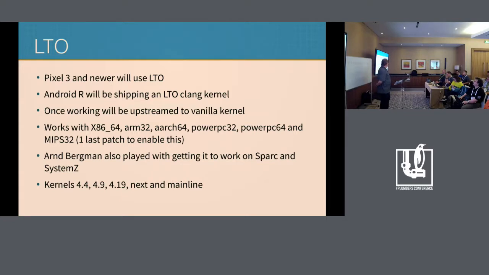Internally, they now have x86-64, ARM32, AArch64, PowerPC32 and 64. And last time I talked to Nick, they had just got MIPS32 working. So that's pretty interesting to be able to have an LTO kernel across all those architectures. And my understanding is other work is being done in other areas. Apparently also messed around a bit with getting it working on SPARC and System Z. Not really sure how far I got on that, but apparently some work has been done there as well. As far as LTO support, apparently they are going to support versions 4.4, 4.9, 4.19, and the standardized kernels that Android currently mandates.